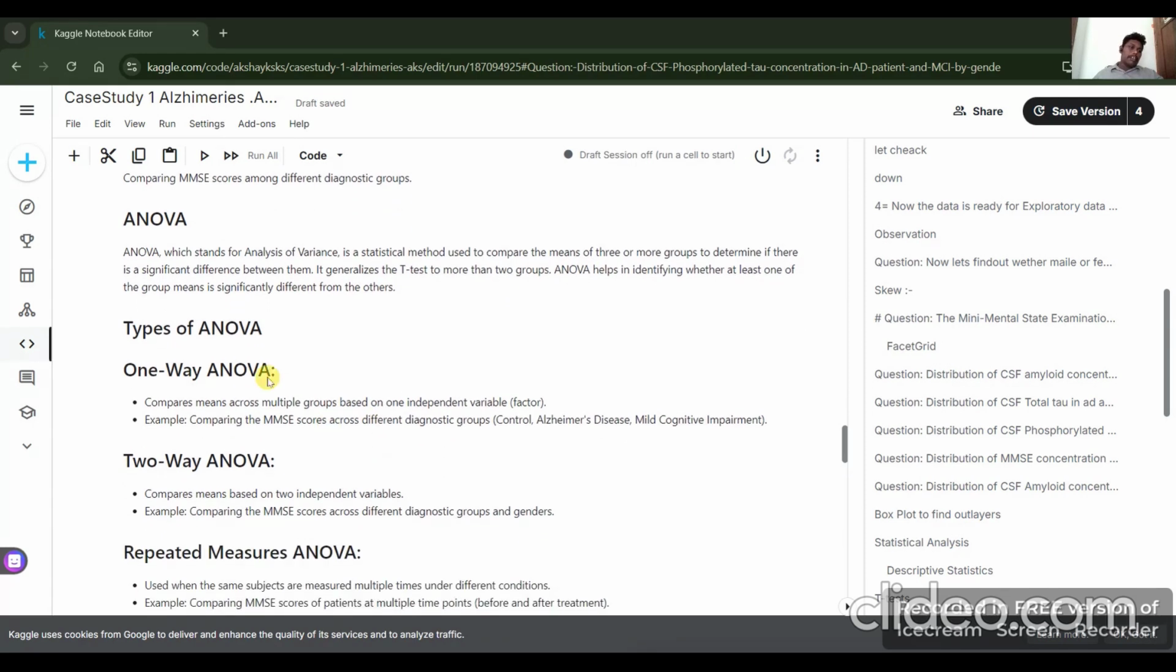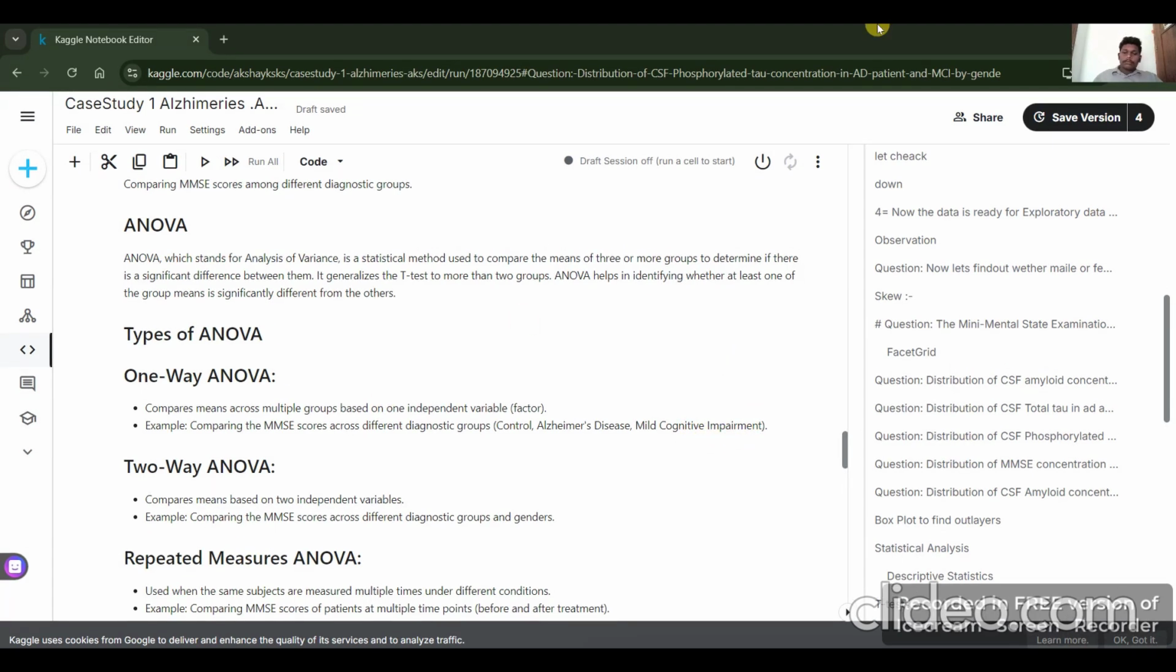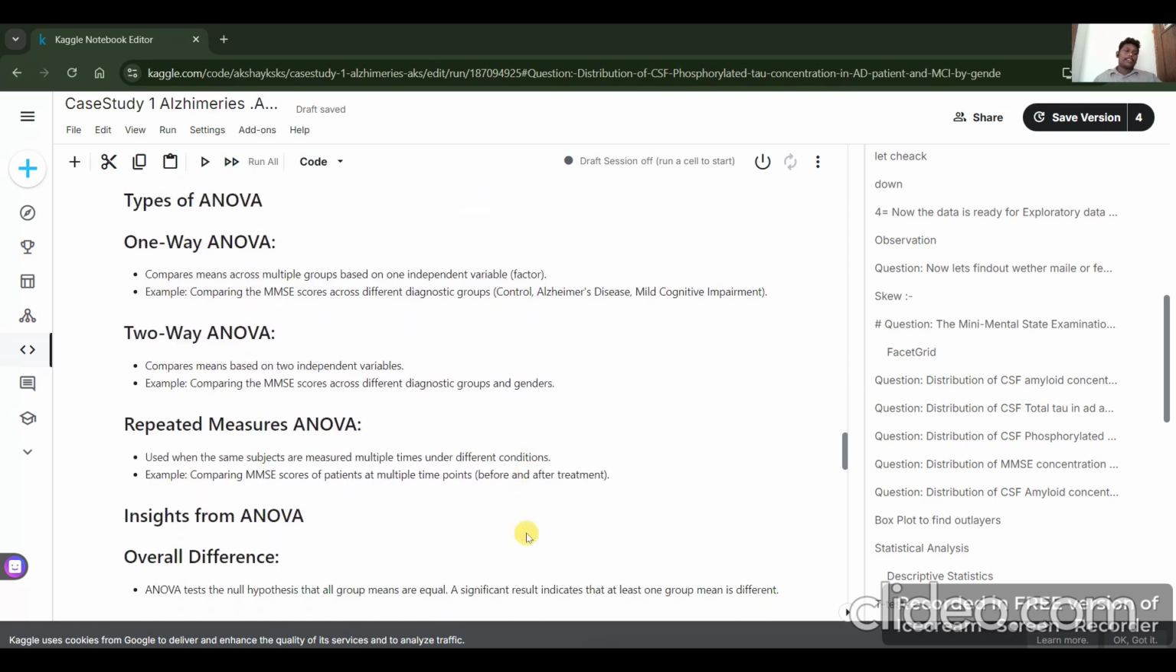Types of ANOVA. One-way ANOVA compares means across multiple groups based on one independent variable or factor. Example: comparing the MMSE scores across different diagnostic groups: Control, Alzheimer's, MCI. Two-way ANOVA: comparing the MMSE scores across different diagnosis groups and genders.